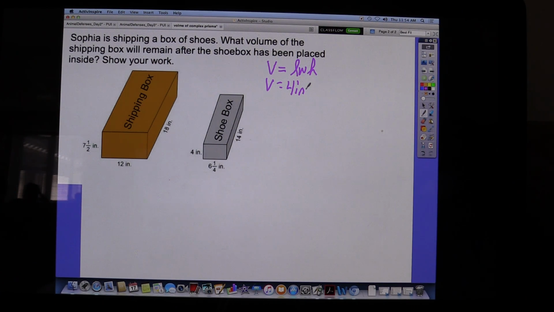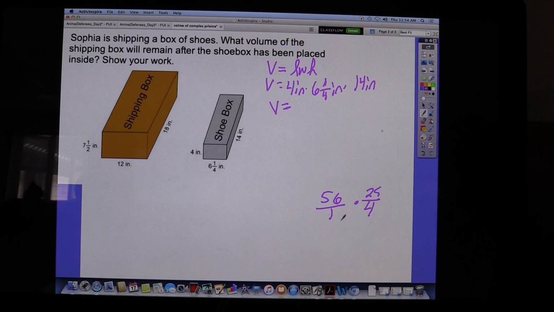So I'm just going to say 4 inches times 6 1/4 inches times 14 inches. Okay, and when I put that together, I think I'm going to multiply my whole numbers first. 4 times 14 gives me 56. And 56 times 6 1/4, let's put that over here. So I'll say 56 over 1 times 4 times 6 is 24, plus 1 is 25 over 4.